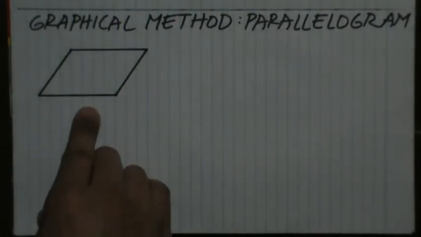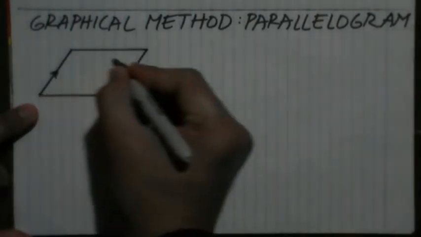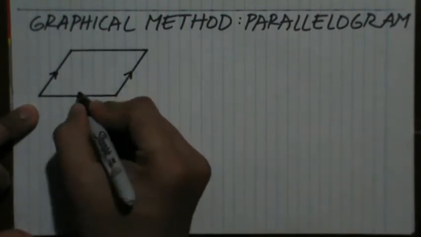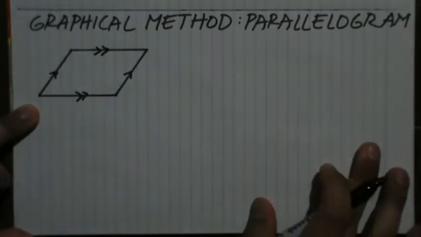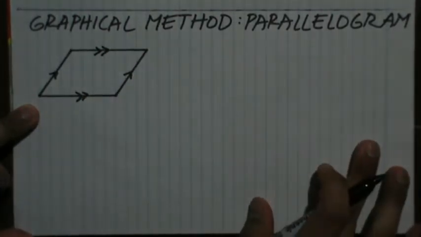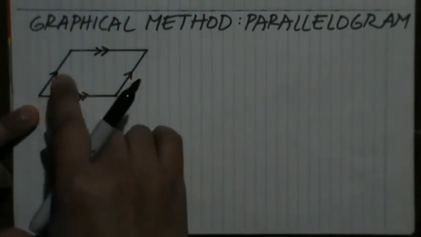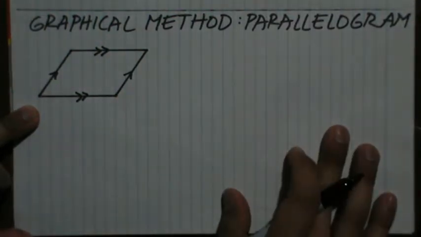This is a two-dimensional object that has two pairs of parallel sides. So this is the first pair of parallel sides, and then this is the second pair of parallel sides. So remember, when you draw a parallelogram, that must satisfy this requirement.